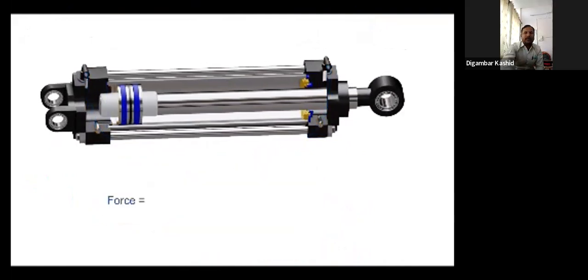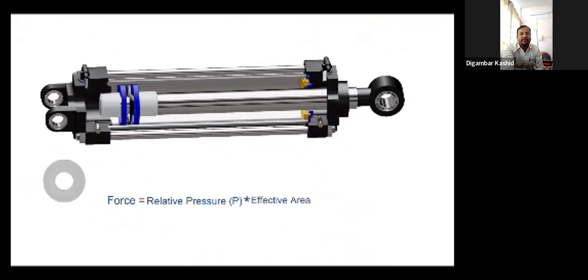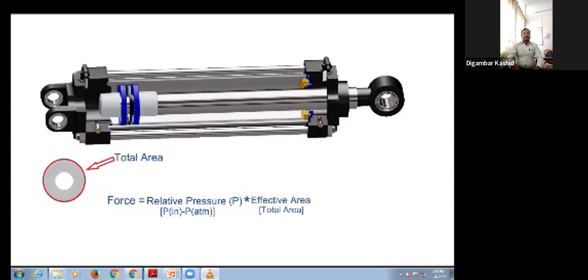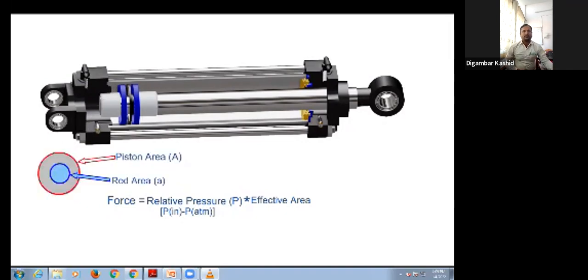The theoretical force of an actuator is the relative pressure on the piston multiplied by the effective area of the piston on which pressure is exerted. Here, the relative pressure is the pressure of supplied air minus the atmospheric pressure. During the extension stroke, compressed air can exert pressure on the total cross-sectional area of the piston. This gives us the expression of theoretical force as relative pressure multiplied by the total area of the piston. During retraction, the effective area of the piston is reduced because the air cannot exert pressure on the area of the rod. This gives us the expression of theoretical force as relative pressure multiplied by the partial area of the piston.